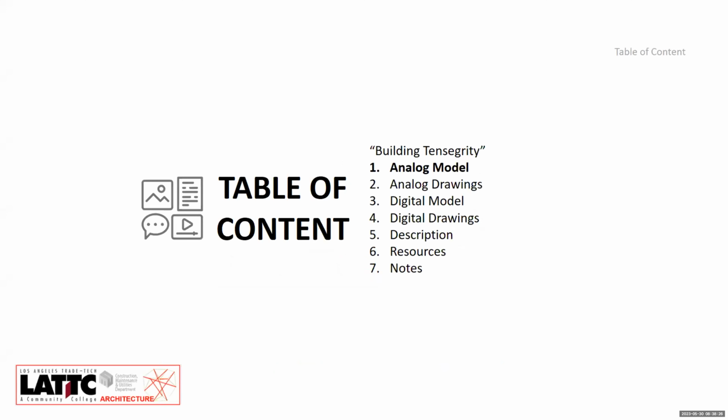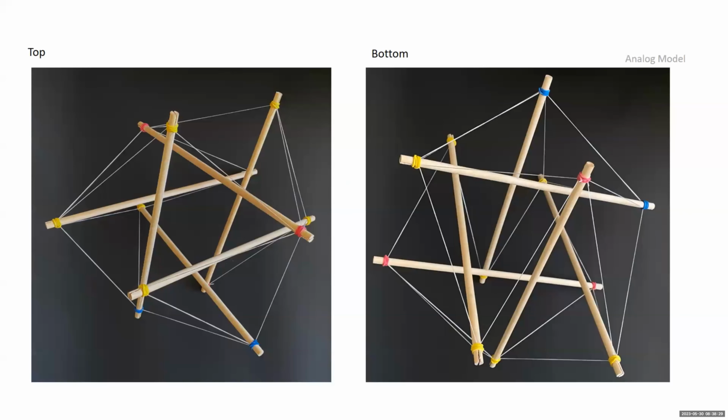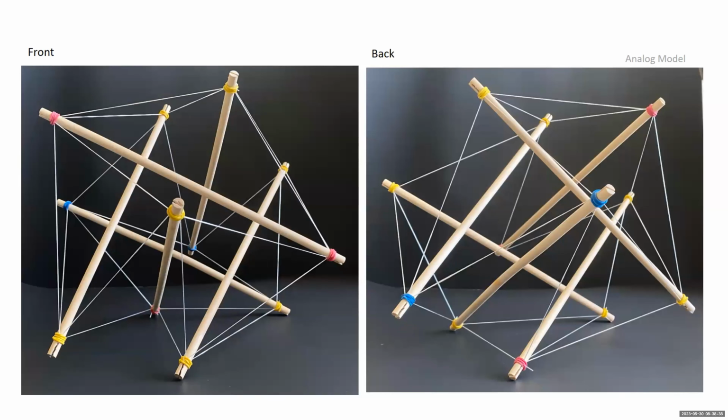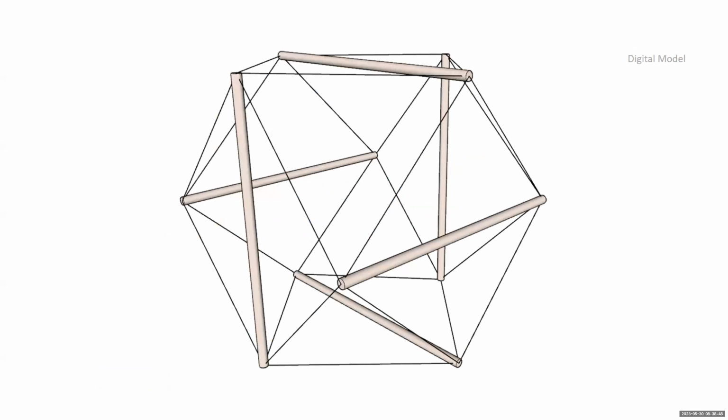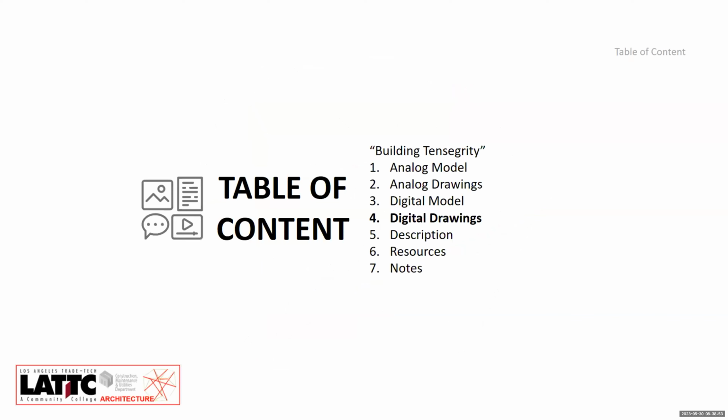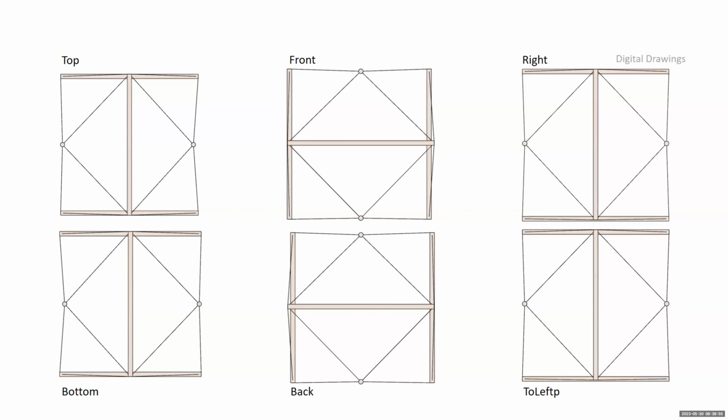Integrity. Here is my analog model with all the views. It's hard to know which view is which one, but here are the front, the back, the right, and the left. For this one, we also needed to draw it in a digital model in SketchUp. This is my digital model, and these are all the views, the 6 views: the top, bottom, back, front, right, and left.